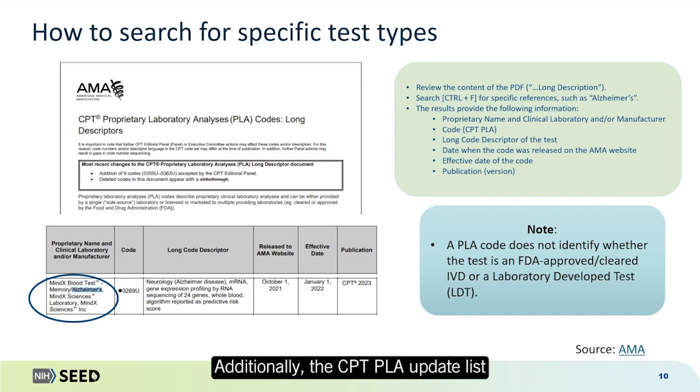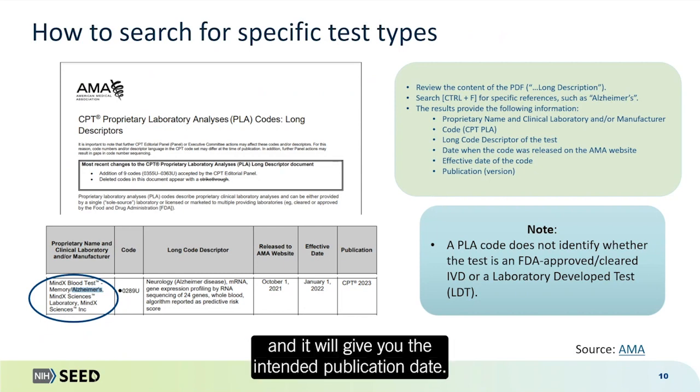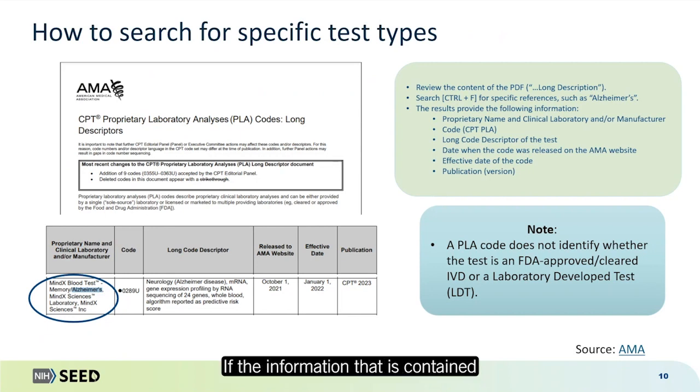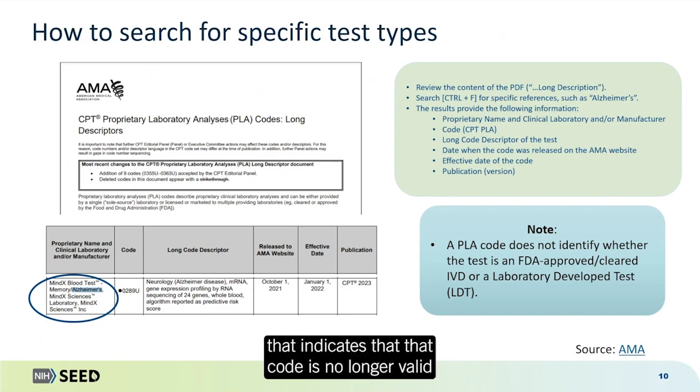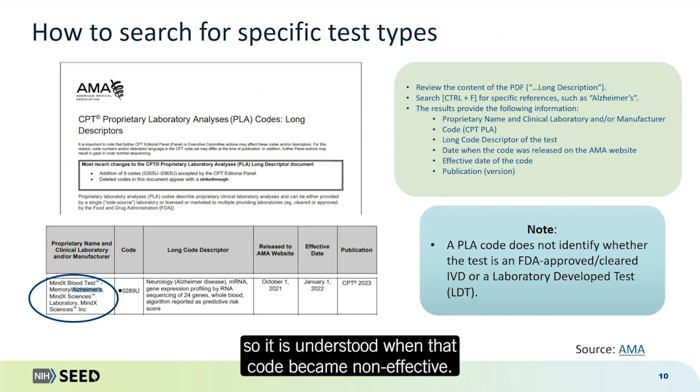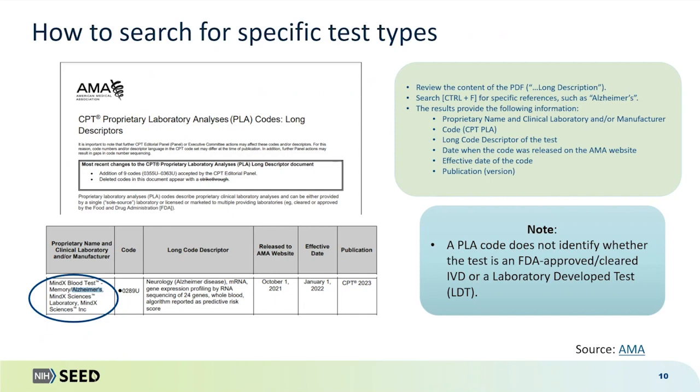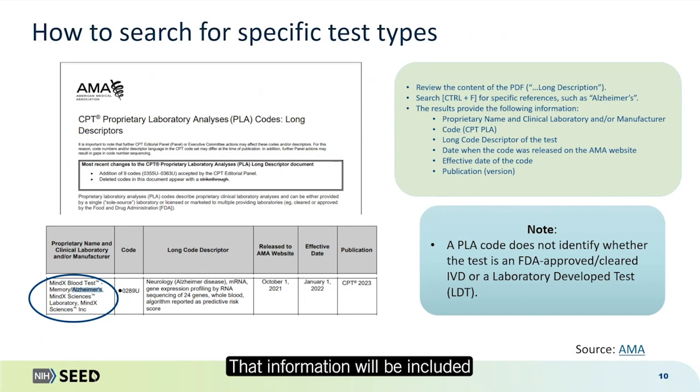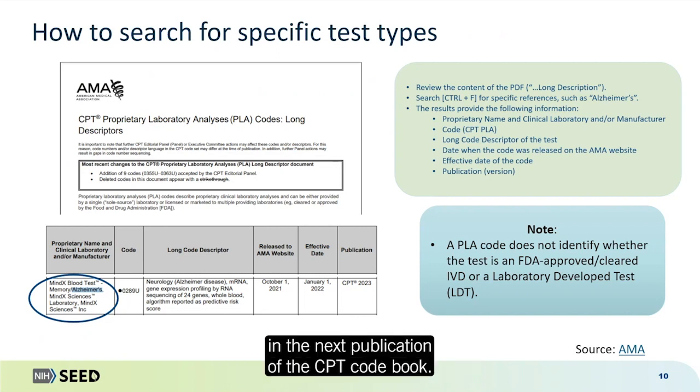Additionally, the CPT PLA update list will also tell you the effective dates for the individual code, and it will give you the intended publication date. If the information that is contained in the PLA code list PDF is displayed in a strike-through manner, that indicates that that code is no longer valid, and instead you will see an effective date in the past, so it is understood when that code became non-effective. That information will be included in the next publication of the CPT codebook.